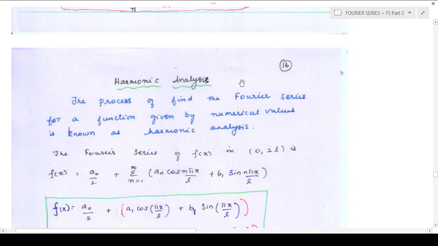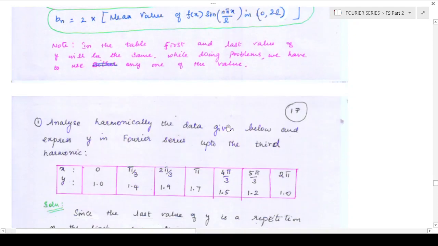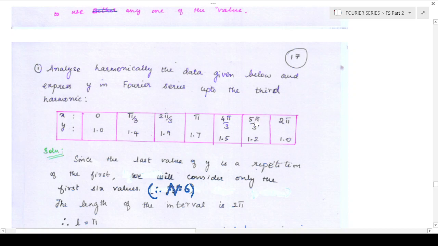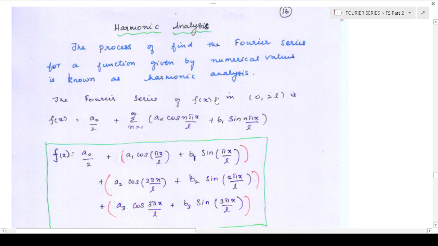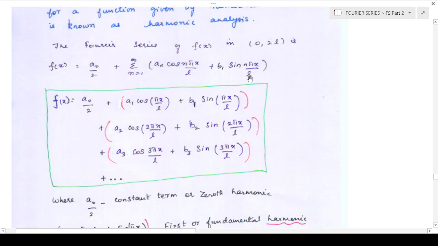Harmonic analysis, right? When data are given, the table is given numerically. With this, we'll be finding the Fourier series for this function, right? From the numerical values, we'll be finding the Fourier series. Suppose this is a Fourier series for the interval 0 comma 2l, right? Then you can split it and write it as a naught by 2 plus, when n equal to 1, you put the bracket together, write a1 b1 into the respective sine cos function. When n equal to 2, write this. When n equal to 3, you write this, right?